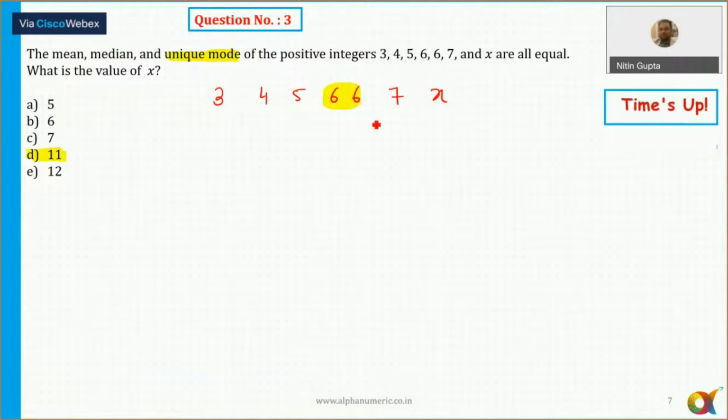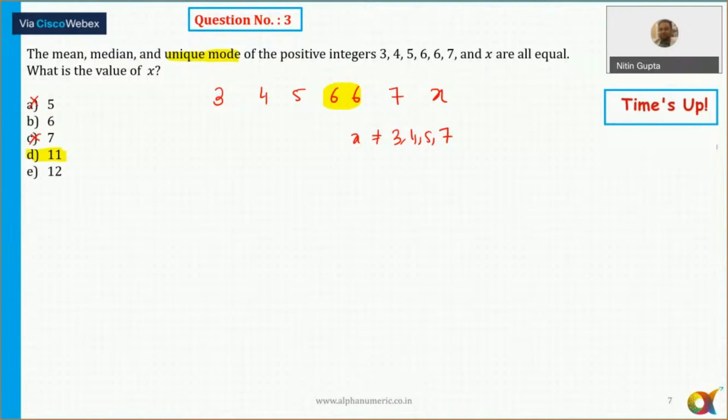We can definitely say that the value of x can't be equal to 3 or 4 or 5 or 7. Why? Because if x is 3, in that case 3 is also repeating 2 times, 6 is also repeating 2 times. So there are two modes, that is 3 and 6. But the question says there is a unique mode here. So with the same logic, I can easily eliminate 3, 4, 5, 7. Not possible.